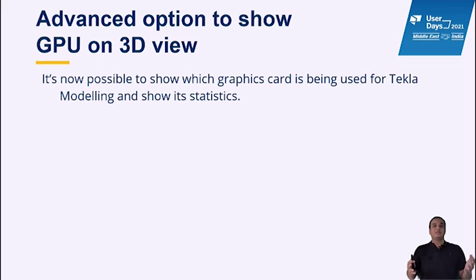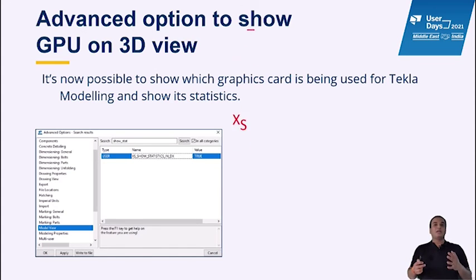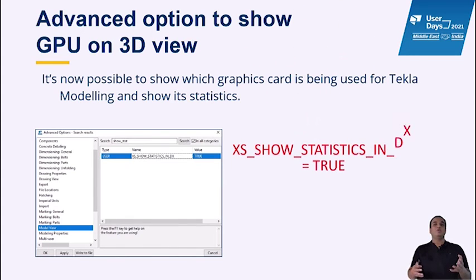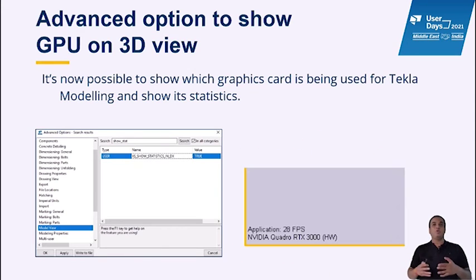Now with Tekla Structures 2021, it is possible to show which graphic card is being used by Tekla modeling, and you can also see the statistics on the view itself. This helps users to know that the graphic card is correctly configured and working. To turn this setting on, you need to make the advanced option show statistics in DX true, and then after making it true, in your 3D view, the graphical information will look like this.